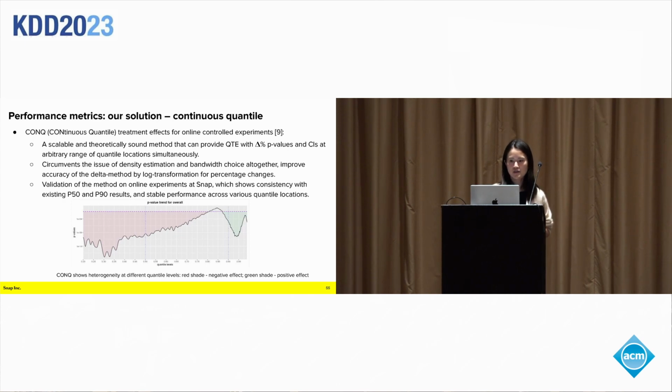This figure shows that CONC, or continuous quantile, provides a full picture of the treatment effect of a performance metric. Instead of just looking at P50 or P90, it ranges over the entire spectrum of quantile levels. From this picture, we can see clearly that there is strong heterogeneity of the treatment effect, as there is a negative effect, or red shades, at the lower quantile levels, while a positive effect at the higher quantile levels.